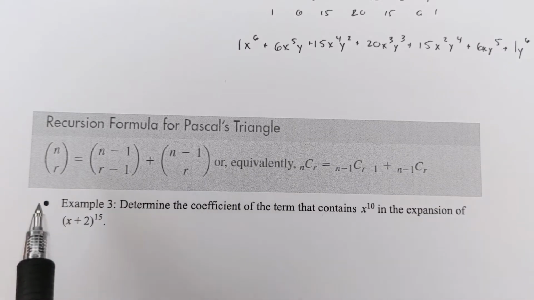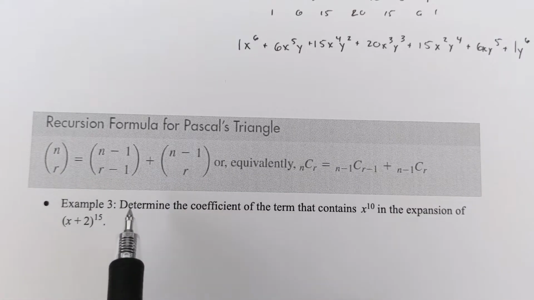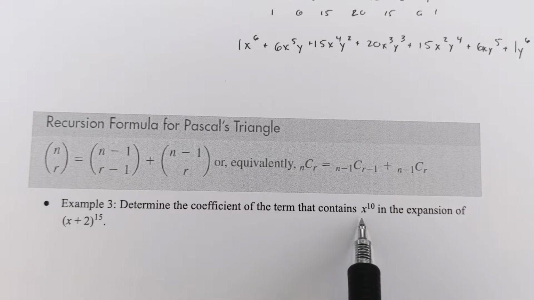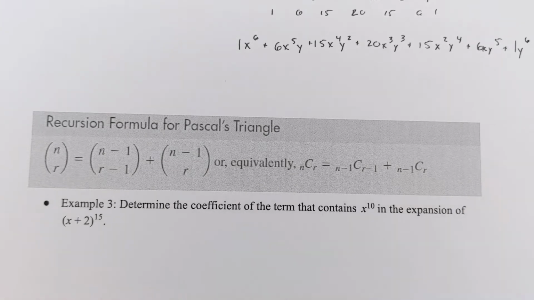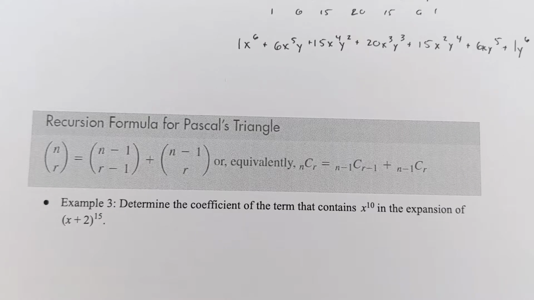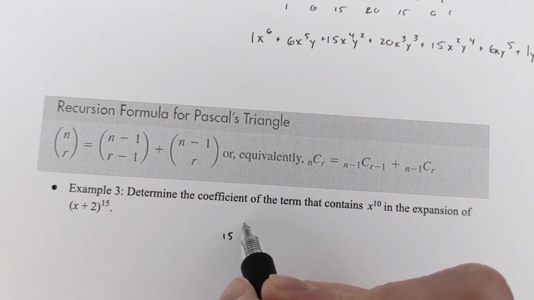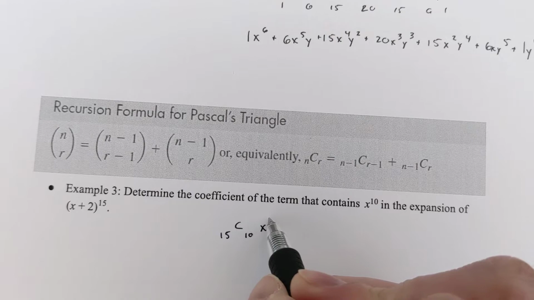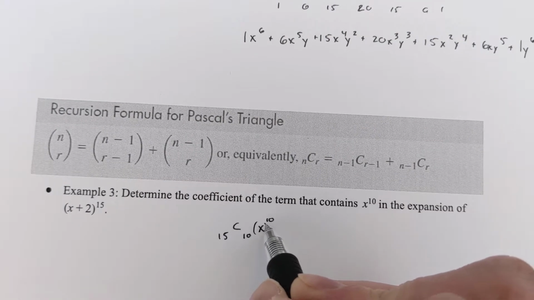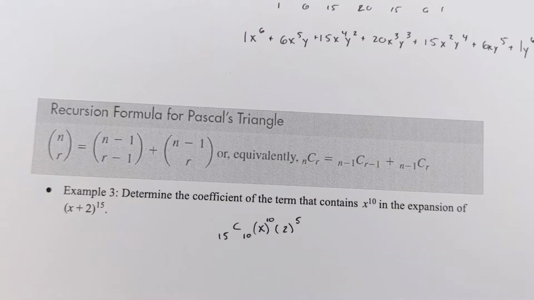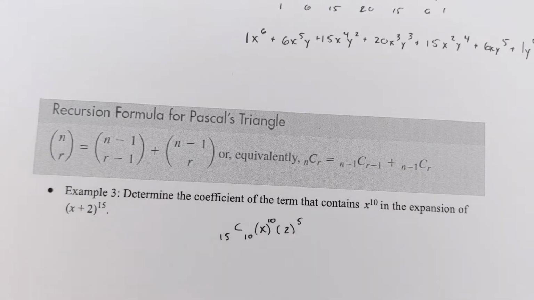So recursion formula. You could also think about it this way. Determine the coefficient of the term that contains x to the 10th in this expansion. So we're kind of working backwards. The term that contains x to the 10th in the expansion of x plus 2 to the 15th is going to be 15 choose 10 x to the 10th, and then it's going to be 2 to the 5th. So I need to work out what that is.